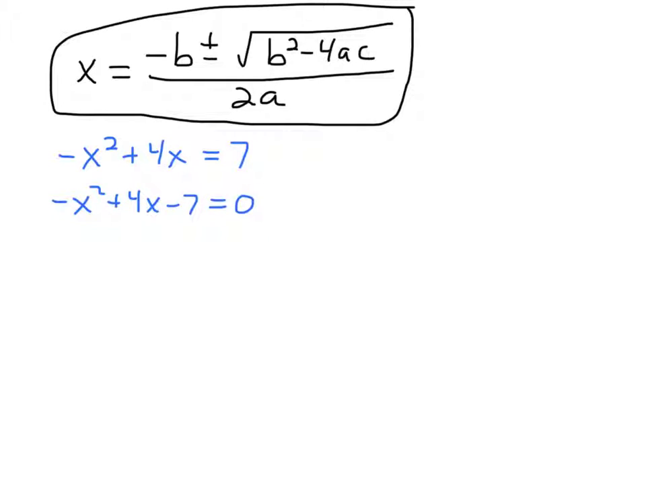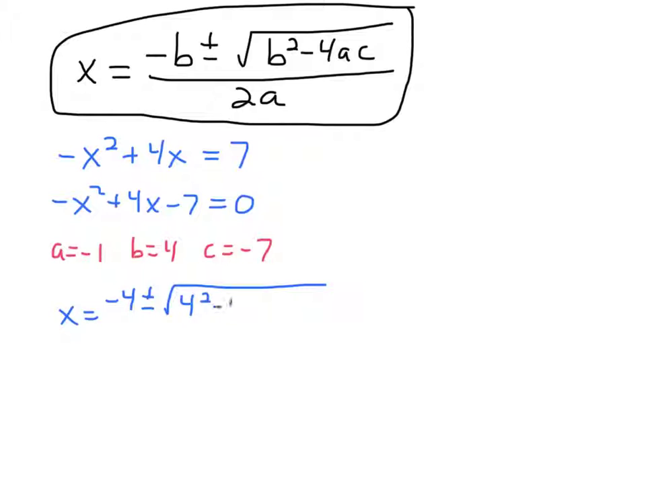Then we'll determine our a, b, and c. So a would be negative 1, b is 4, and c is negative 7. And then we'll plug those into the quadratic formula. So x would be negative 4 plus or minus the square root of b squared, that's 4 squared, minus 4 times negative 1 times negative 7. And that whole thing is over 2 times negative 1.